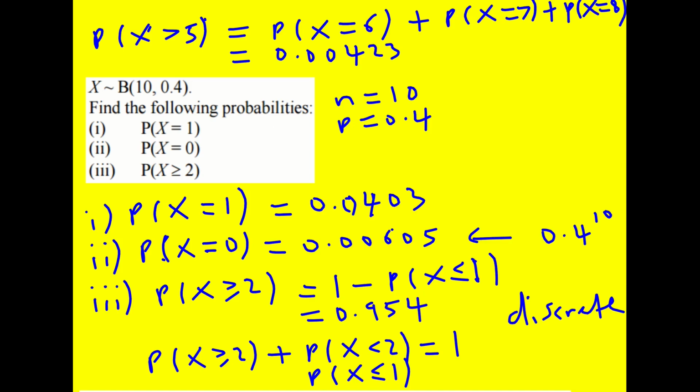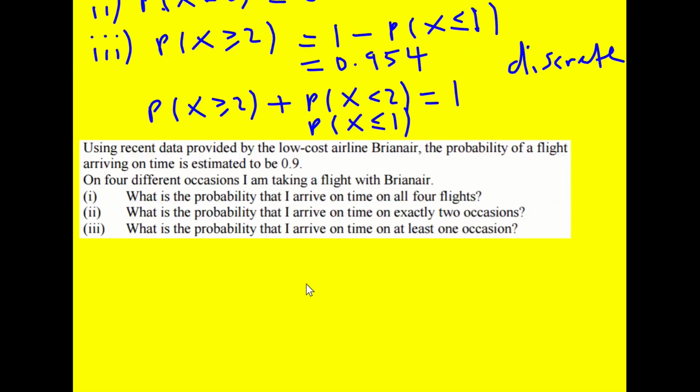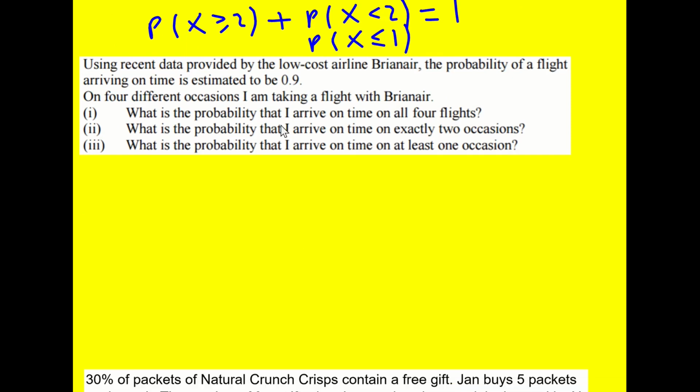Okay, so the addition that this question brings about is the fact that you can now deal with greater or equal to situations. Next question. So now we've got a wordy question. We've got data from Brian Air. The probability of a flight arriving on time is estimated to be 0.9. And I'm going to use this as a model to make future predictions.